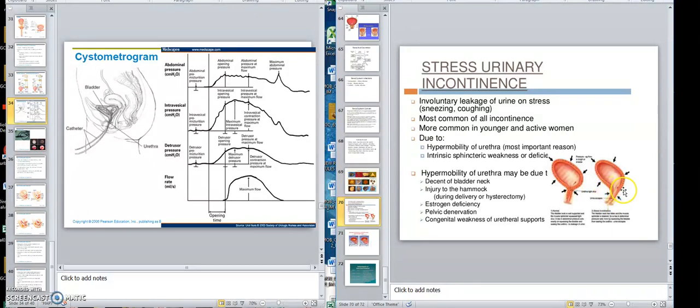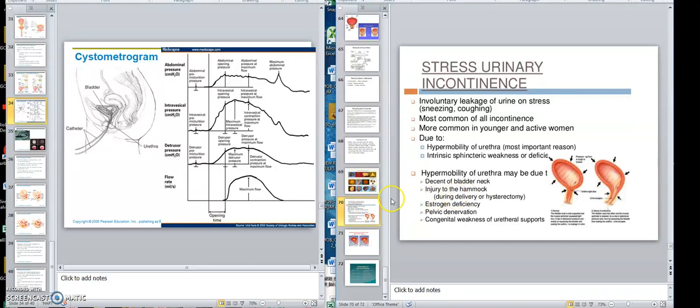And that's where we have to go in. We have various surgeries that we can go in and do to be able to try to repair that, where the female does not have to be embarrassed when coughing and sneezing and losing urine.